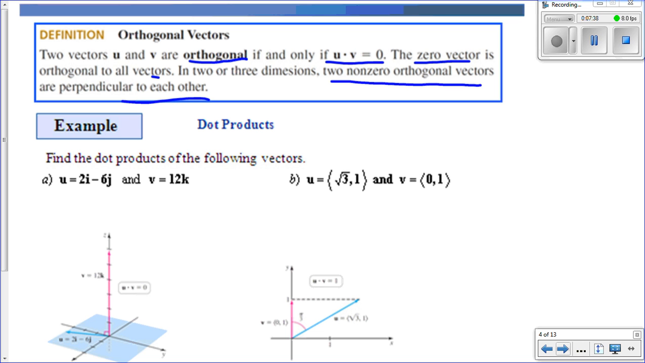I've got u, which is 2i minus 6j, which is in the xy plane. So it's a two-dimensional vector. If we drew it, it would look something like that. And v equal to 12k, the i and j component here would both be 0, 0i plus 0j plus 12k. So if we graphed it, we would be looking at the vector starting at the origin, ending at the point 0, 0, 12. So that vector could be written as a position vector in this way.